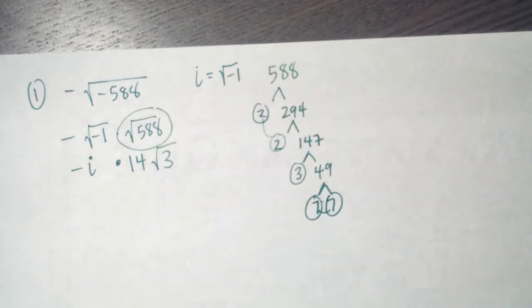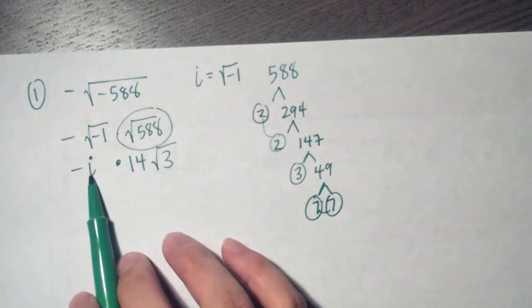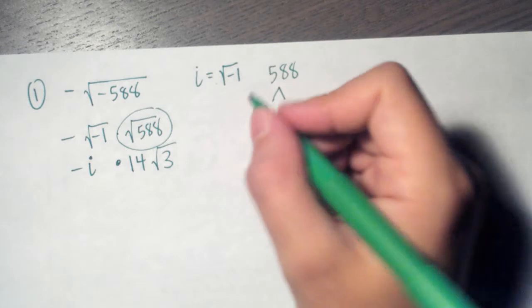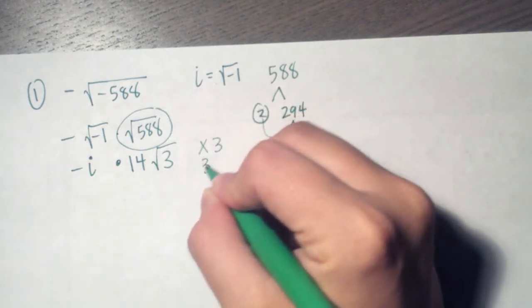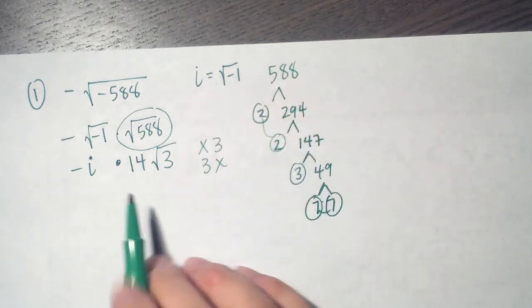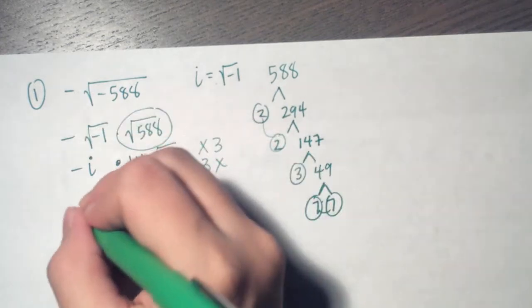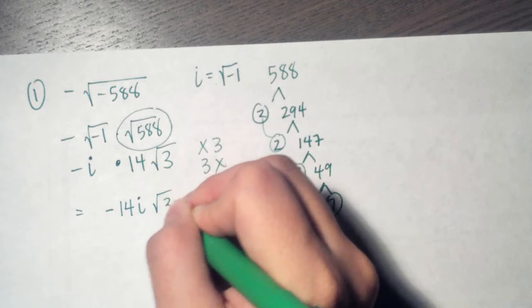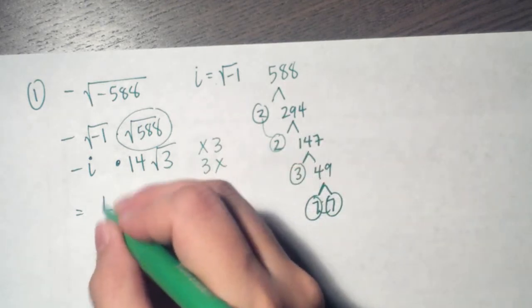Now in order to rewrite this, you don't like putting i in front of the number. It's kind of like you would never write x3. It's always 3x when you're writing a variable. So I'm going to flip these guys. So your answer is going to be negative 14i square root of 3. And that's your answer.